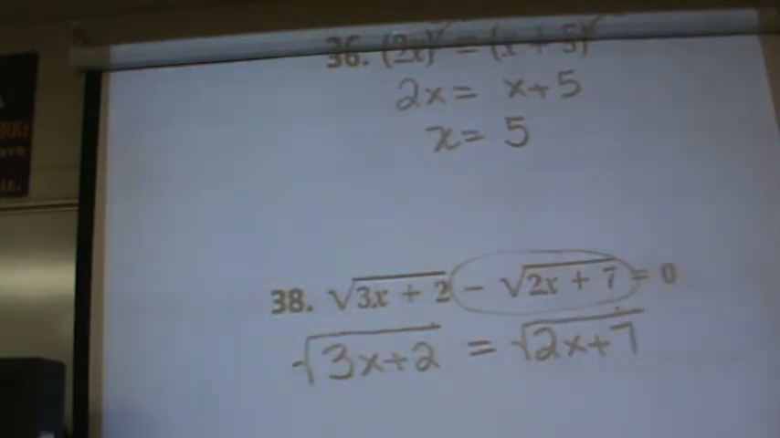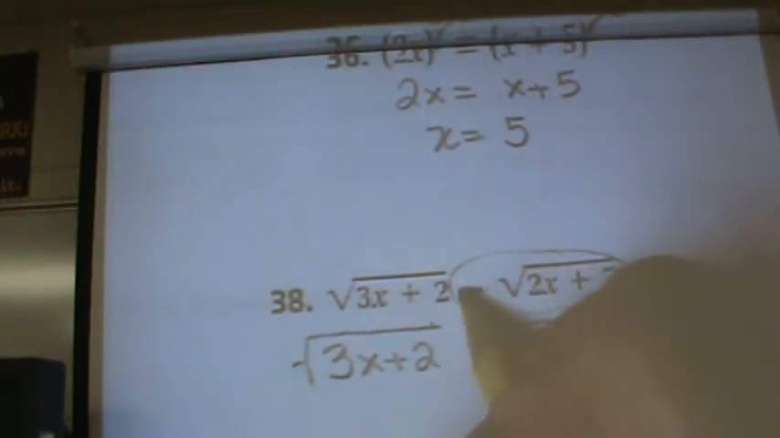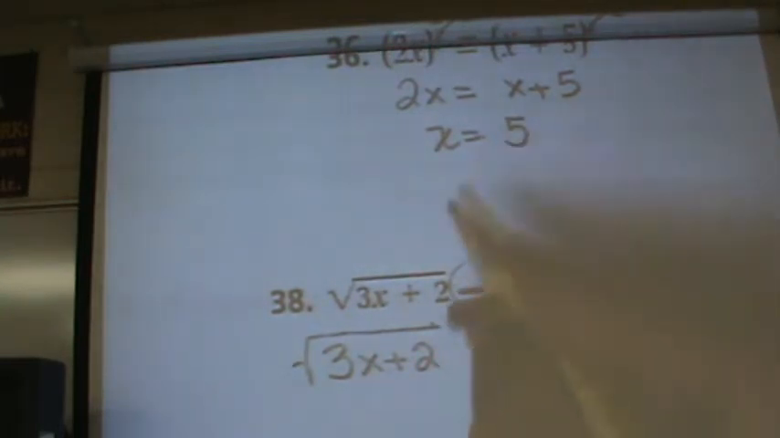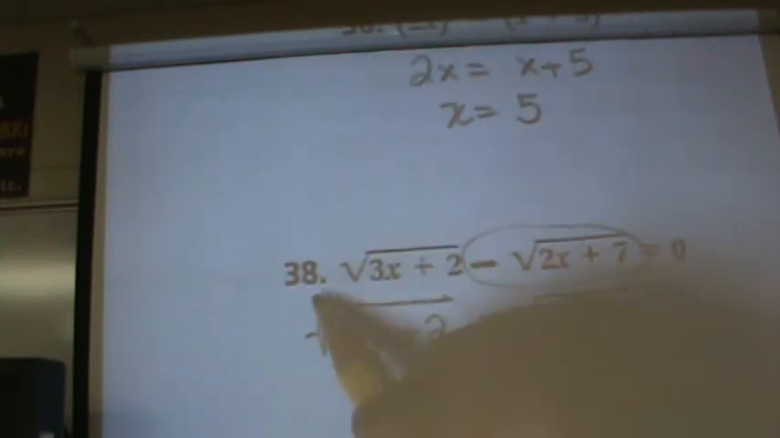Give me a better reason. Because it's negative. Thank you. Nice. And you want it positive. So when I move it to the other side, what does it become? Positive. Nice.